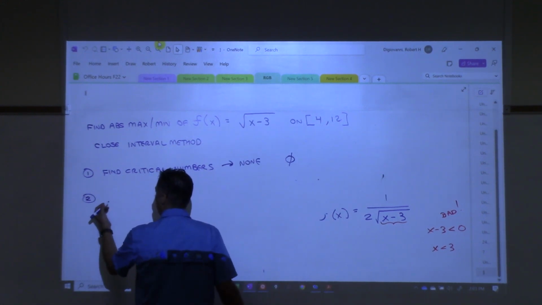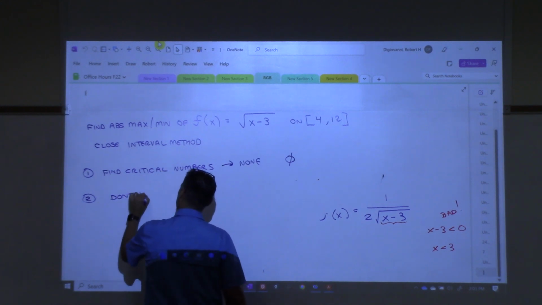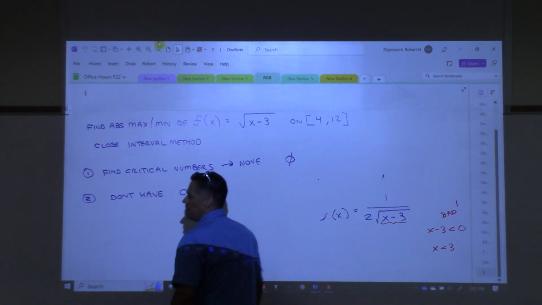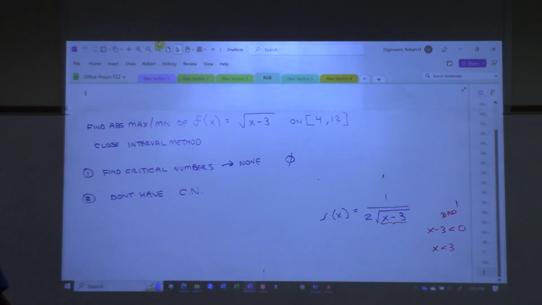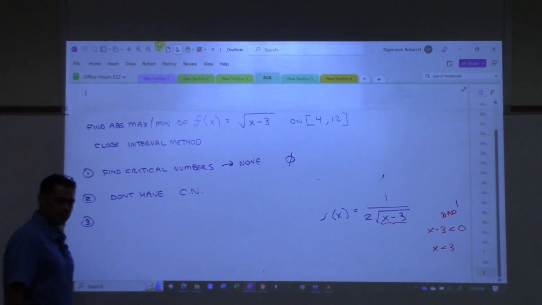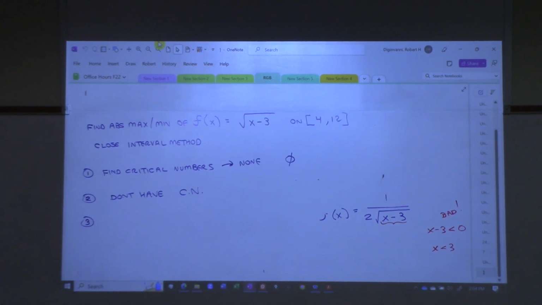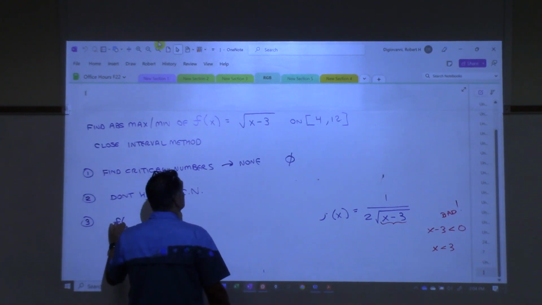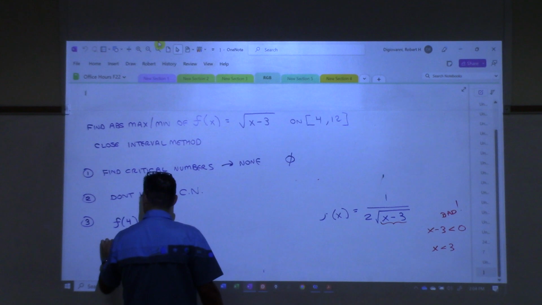Evaluate f at the critical numbers. I don't have any. Don't have critical numbers. I'm just going to start putting Cn from now on because I don't feel like writing critical number over and over. Don't have Cn. Third step: evaluate the function at the endpoints. That I can do. So I'm going to evaluate at 4 and evaluate at 12.